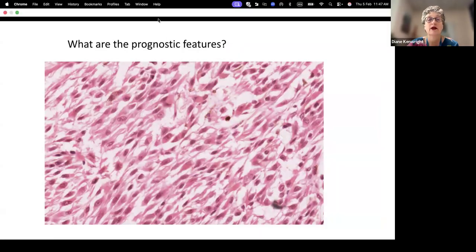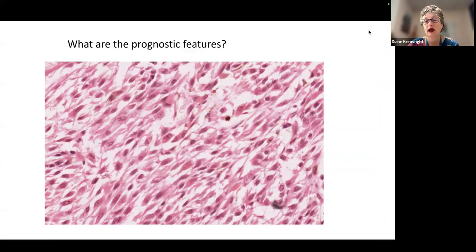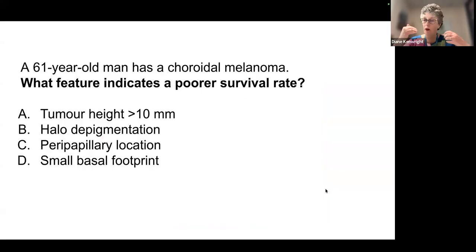All right, so what are the prognostic features here? We've got a picture of the type of cells. There's a whole lot of spindle cells here. So we have to ask ourselves, are there any epithelioid fried egg cells? And the answer is no, I don't think so. These nuclei in these cells with slightly pink cytoplasm are about the same size as the spindle cell nuclei. So I think this is a spindle cell melanoma.